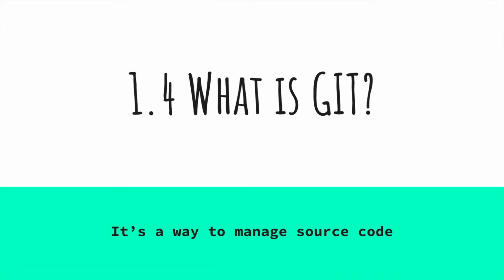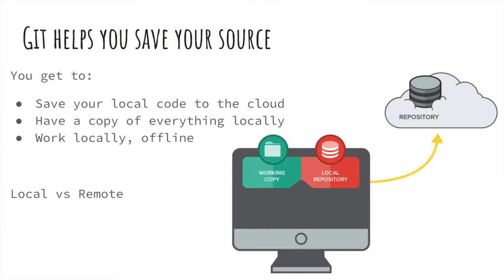All right, let's learn what Git is. Well, it says it there, right there in the bottom. It's a way to manage your source code. You write some code, you want to save it, you want to manage it, you want to do stuff with it. Let's look at a picture.